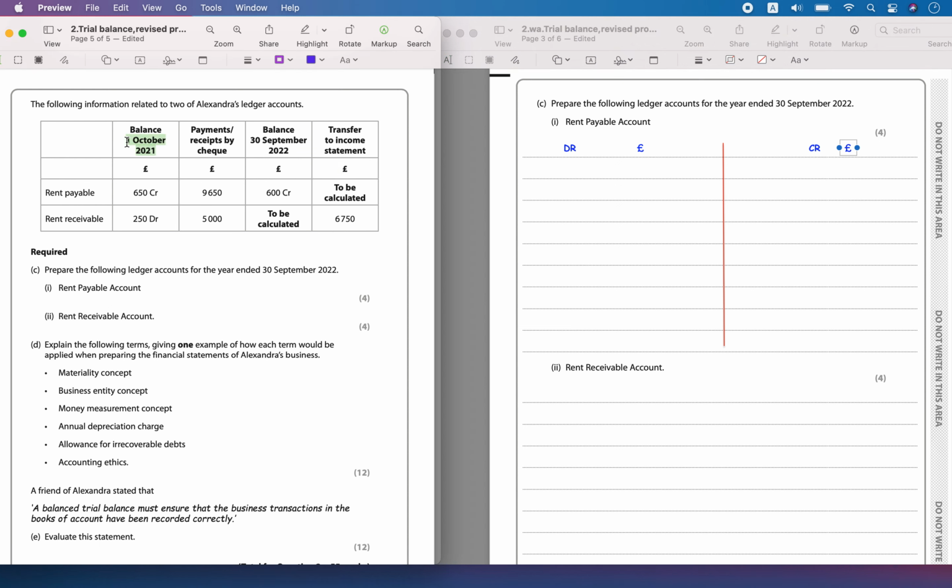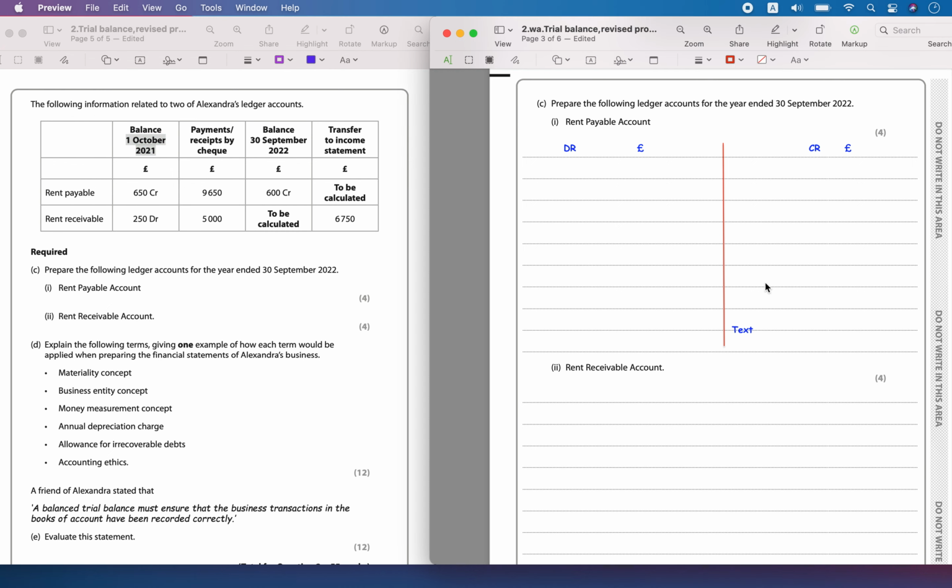At the beginning, on 1st October, the balance brought down was 650 credit. So because it was already on the credit, we have to take it on the credit side. Balance BD is equal to 650. So just put 650.